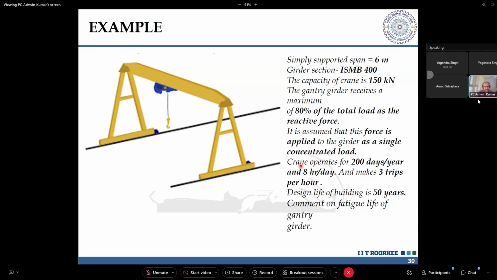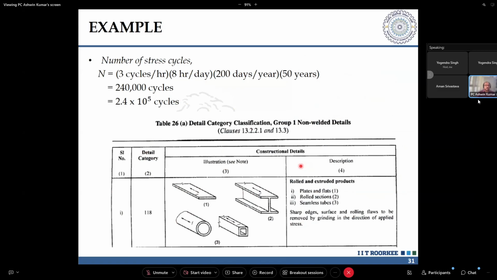So the crane operates for 200 days per year and 8 hours per day and makes 3 trips per hour, right? And the design life of the building is 50 years. So what is the first step that we can take? What is the number of stress cycles that will come onto this particular girder? It is 3 cycles per hour, 8 hours per day, 200 days per year. Since the service life is only 50 years, the number of cycles comes out to be 2.4 × 10^5 cycles, right?